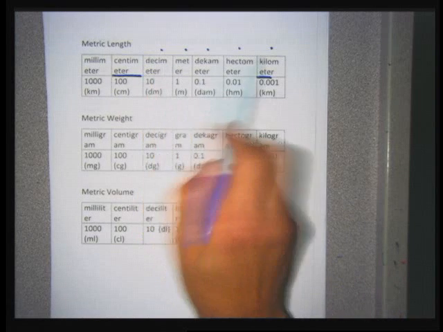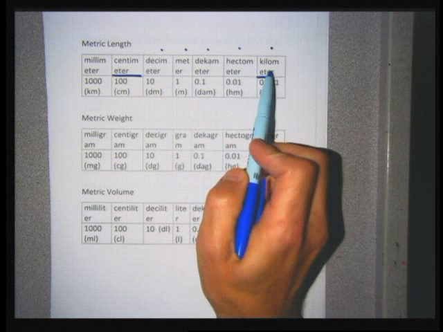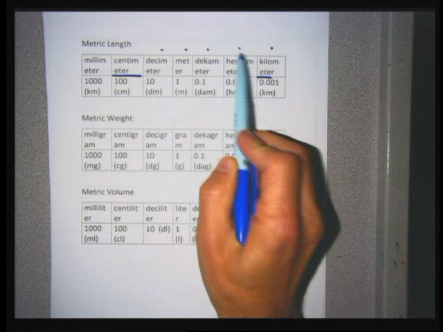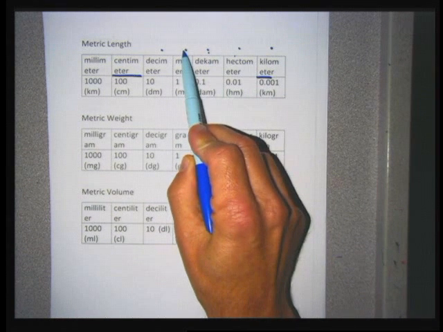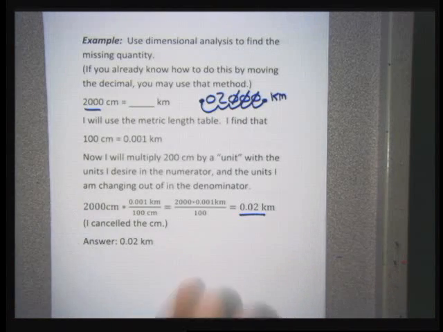So here they're 5 to the right. I had to move my decimal 5 to the left. If I was going from kilometers to meters, the difference between kilometers and meters would be 1, 2, 3 to the left. I'd have to move my decimal 3 to the right. That's the sane way to work within the metric system.